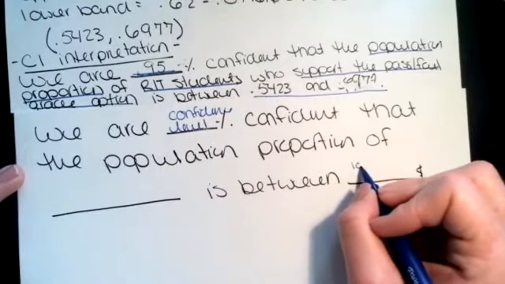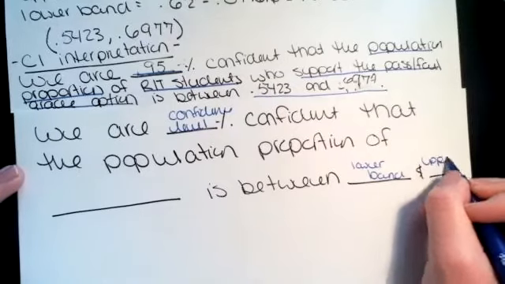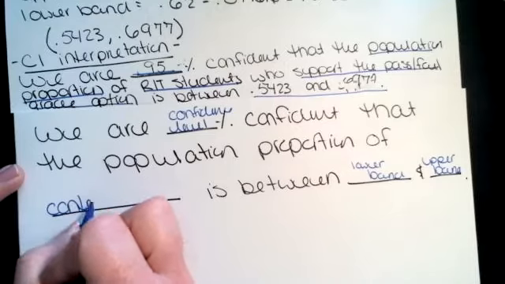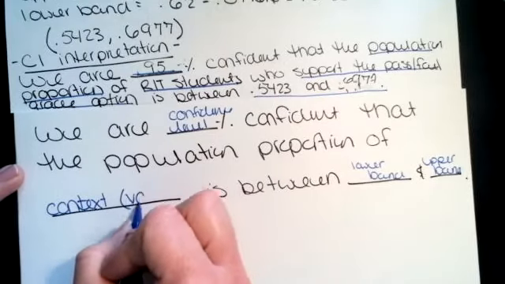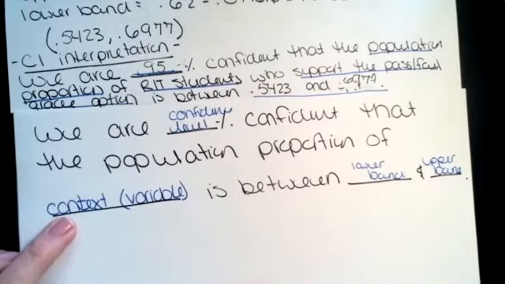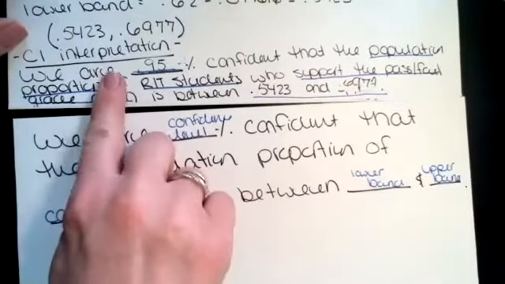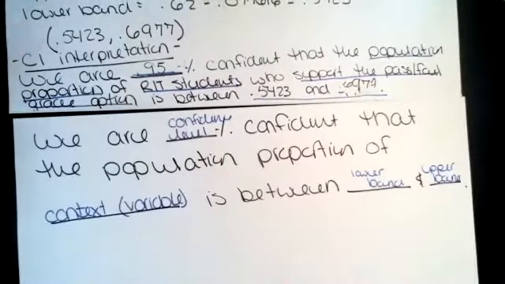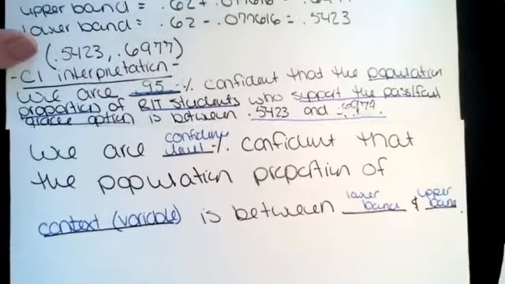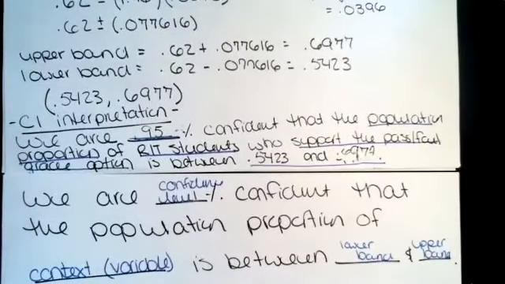This is going to be your lower bound and your upper bound. And then this is context of the problem. So make sure you include the variable, meaning what we're studying. So this is the who and the what we're studying. So this is like your blanket statement for your interpretation. This was the particular one for the problem. I was trying to do the blanket and then I was going to do the particular, but I just started talking about the problem itself. Okay. So we are that.